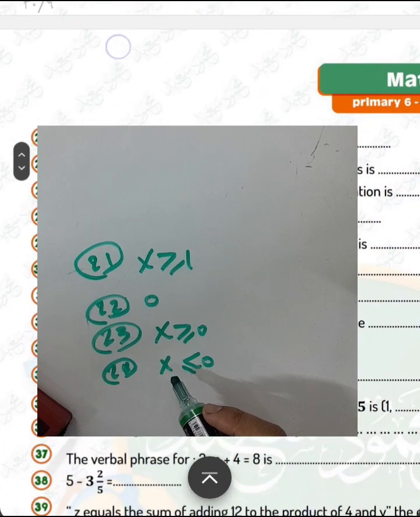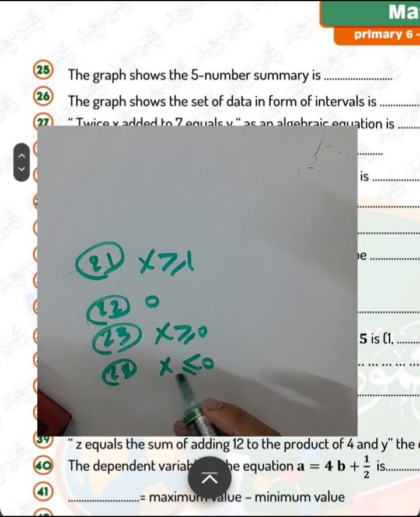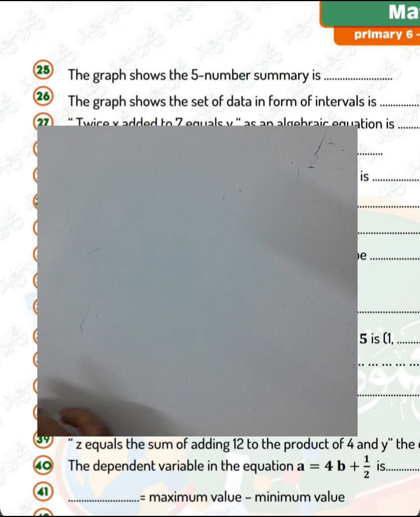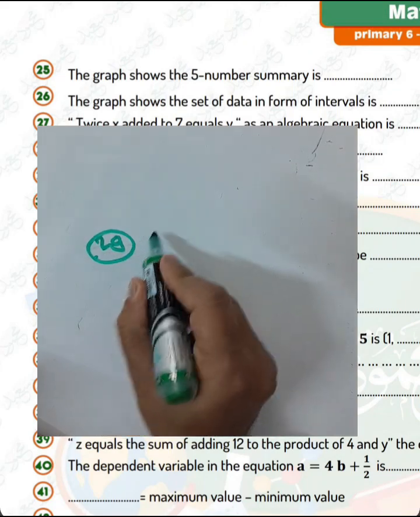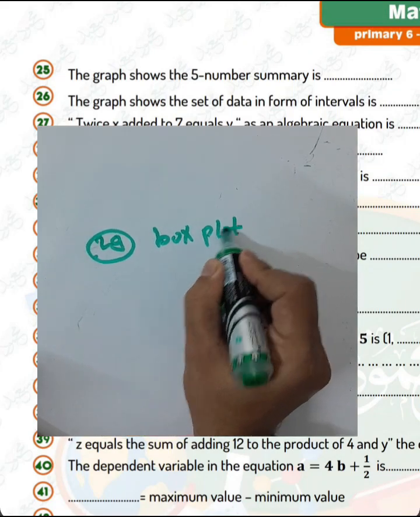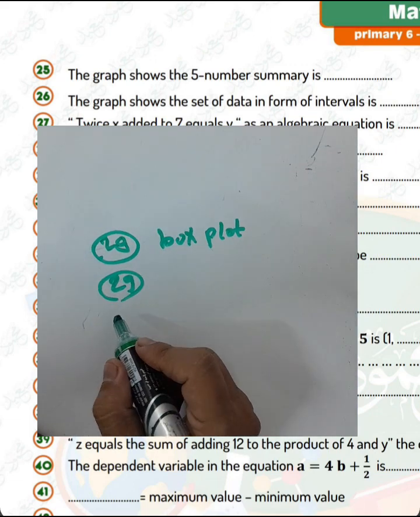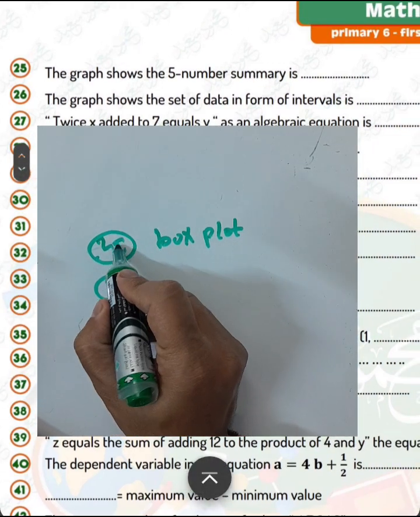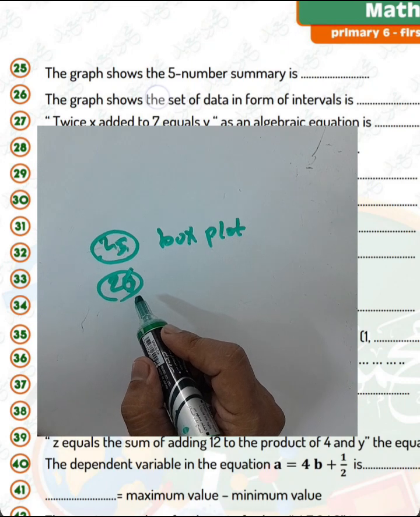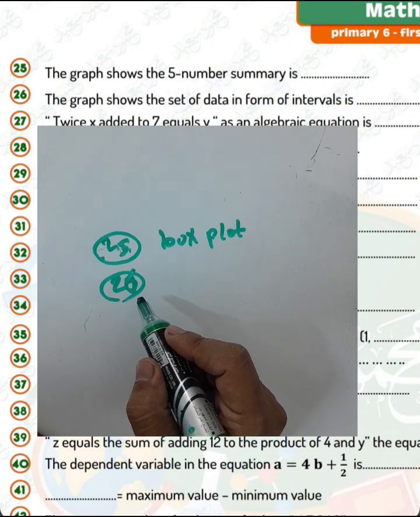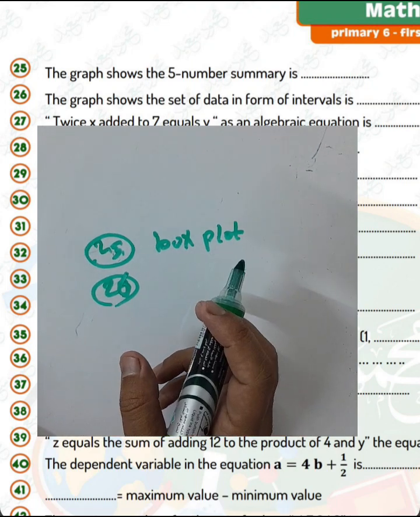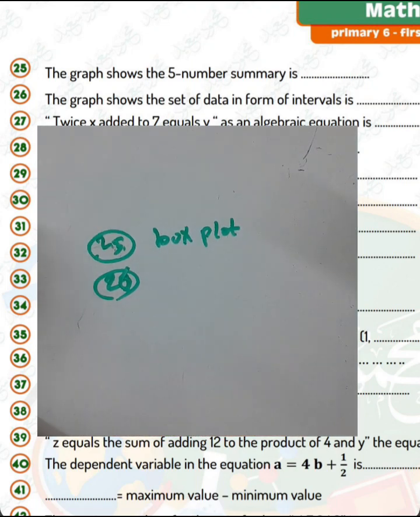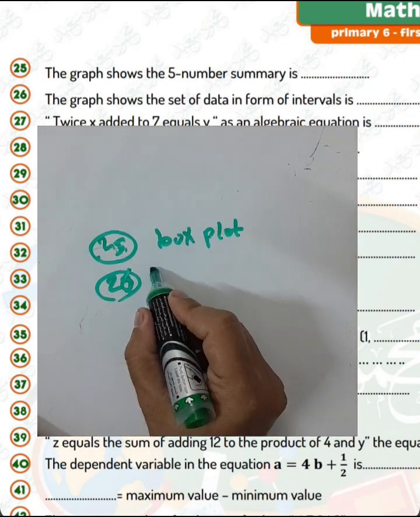Question 25. The graph shows the 5 numbers summary. We can use the box plot. You can use it to find the 5 number summary. We use box plot. Okay. Question 26. The graph shows the set of data from intervals. Use histogram when I have, for example, intervals. Okay, intervals, we can use histogram.